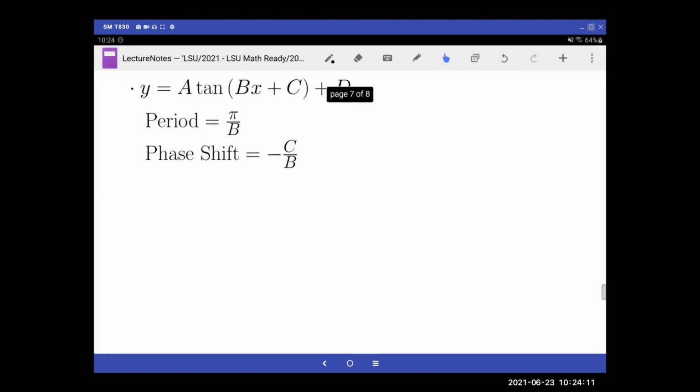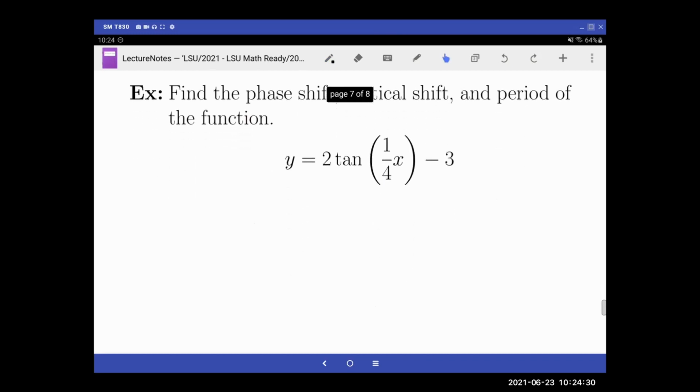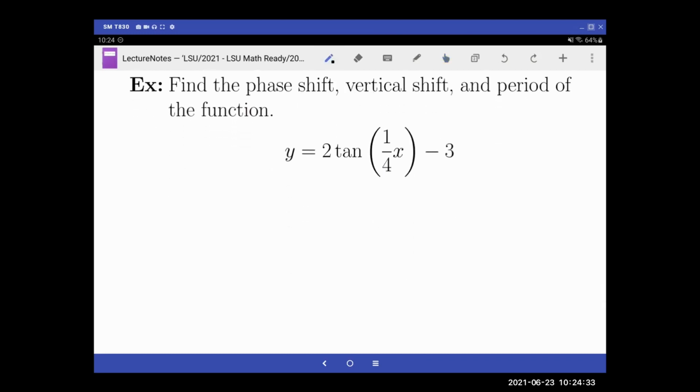Okay, so let's do an example. So what does that mean for the period of this function? If you're trying to figure out the generic one, instead of doing 2 pi divided by b, you divide pi by b. Okay, so what is this going to be?